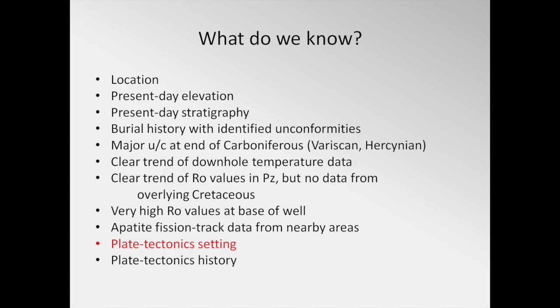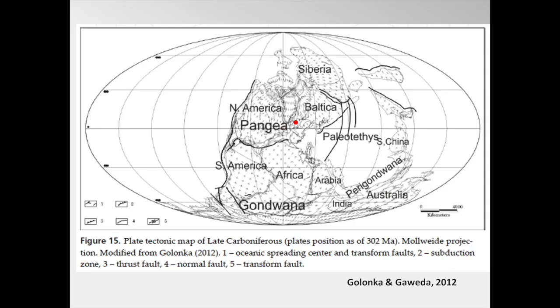Moving on with our list, we know today with reasonable accuracy the plate tectonic setting and history of nearly any location on the planet. This reconstruction shows the Münsterland 1 location, the red dot, in the late Carboniferous at 302 MA, just before uplift created the Variscan unconformity. The well sits in the middle of Pangaea, at the complex intersection of several agglomerated continents and microcontinents.